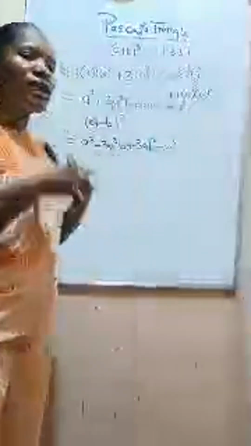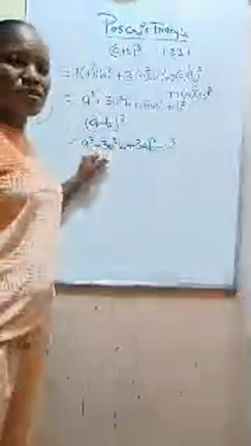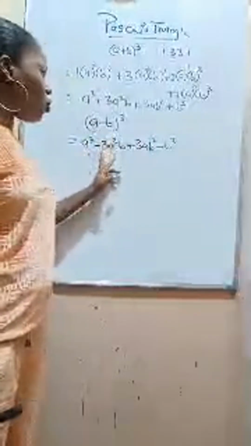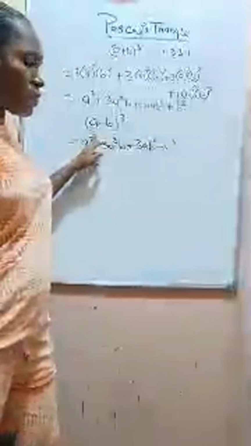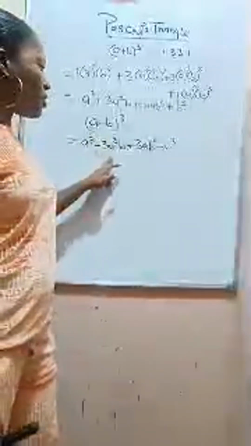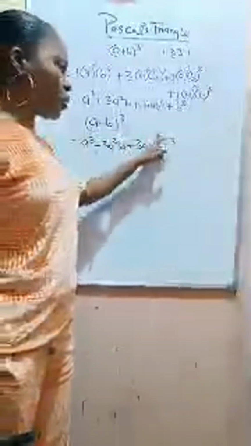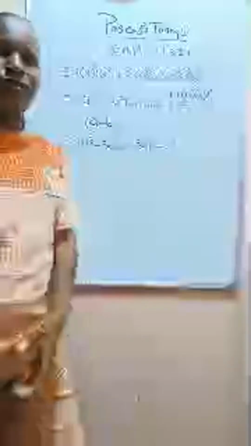Whether the power is an even number or an odd number, start with negative. Okay, so I'm going to expand this and show you why. Your answer is A to the power of 3 minus 3A squared B plus 3AB squared minus B to the power of 3.